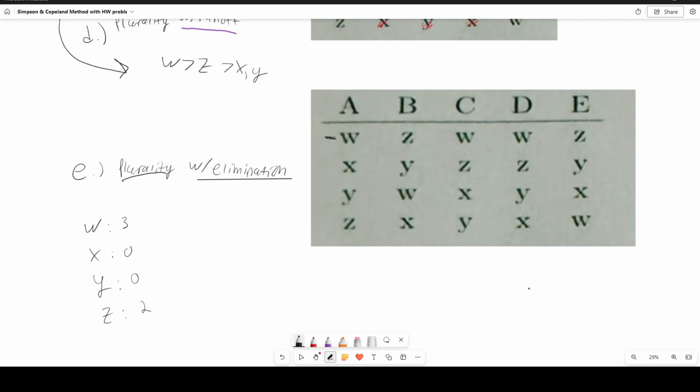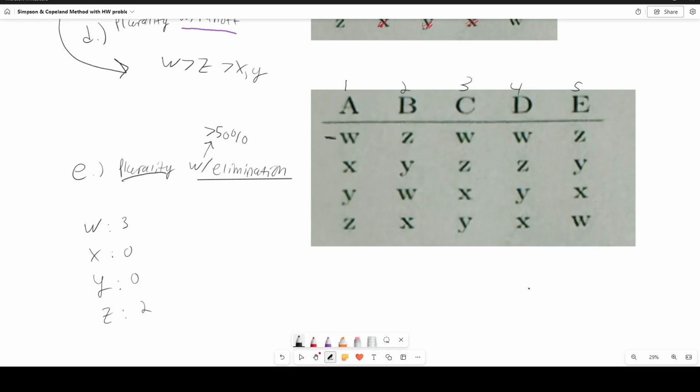Now plurality with elimination can keep going forever, so there has to be some kind of constraint. So you keep eliminating the bottom until somebody has over 50% of the vote. Well, how many voters are there? There's 1, 2, 3, 4, 5.